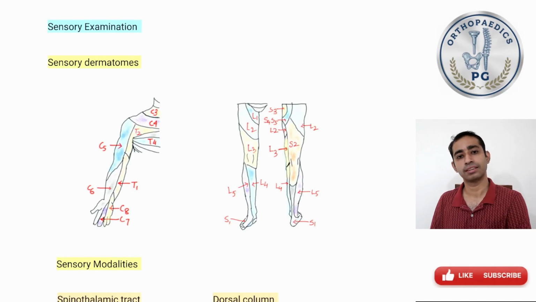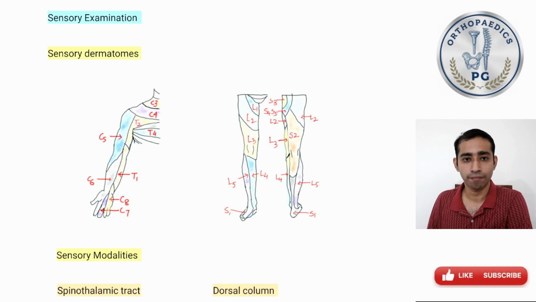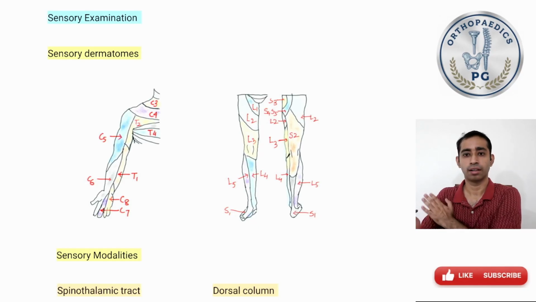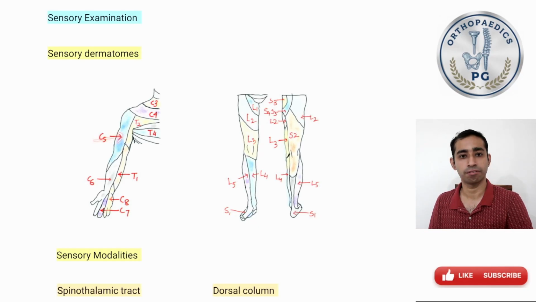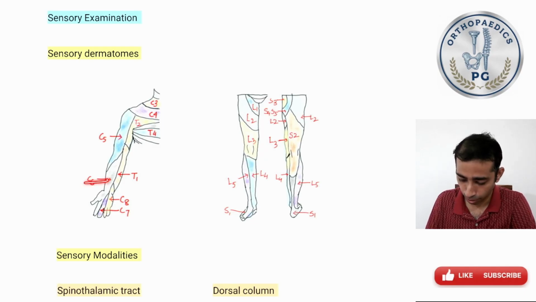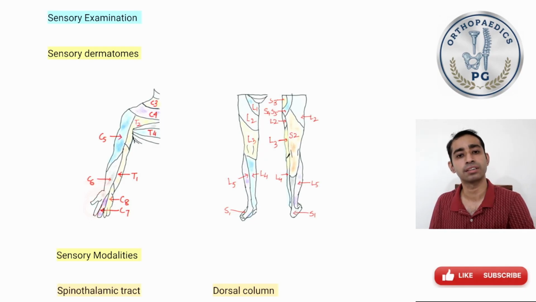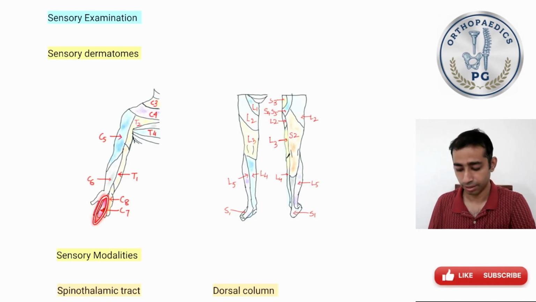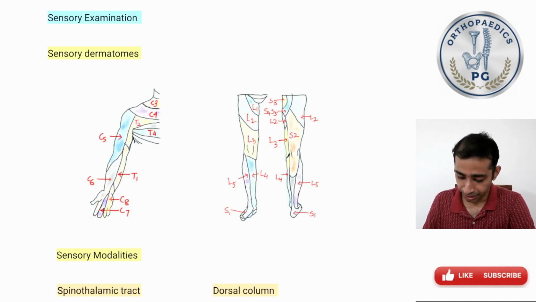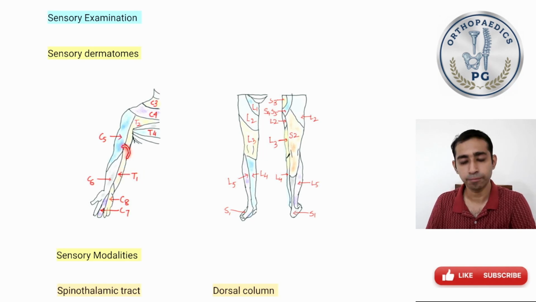Now let us come to the sensory examination. In sensory examination, we have to acquaint ourselves with the sensory dermatomes. You have to see the pictures and try to remember them, but some of the common ones are: lateral aspect of the arm is C5, lateral aspect of the forearm and the radial two fingers is C6, middle finger is C7, medial two fingers is C8, medial aspect of the forearm to just above the elbow is T1, above that is T2.